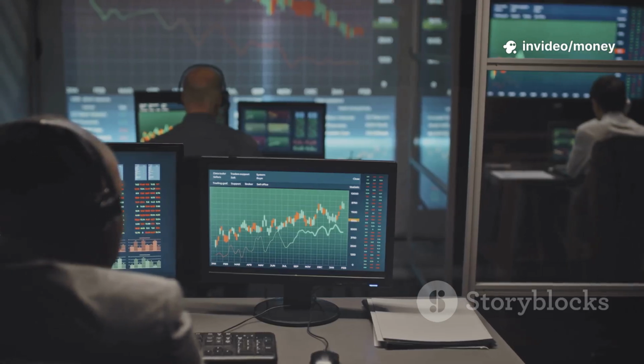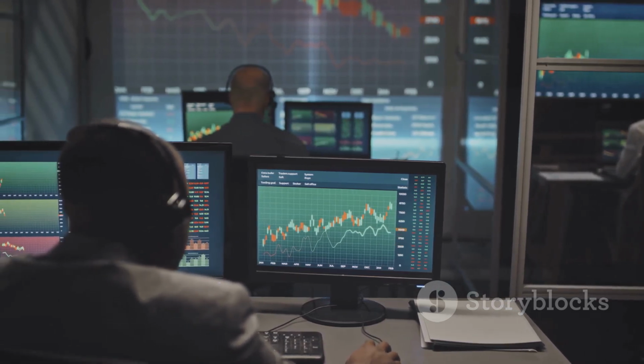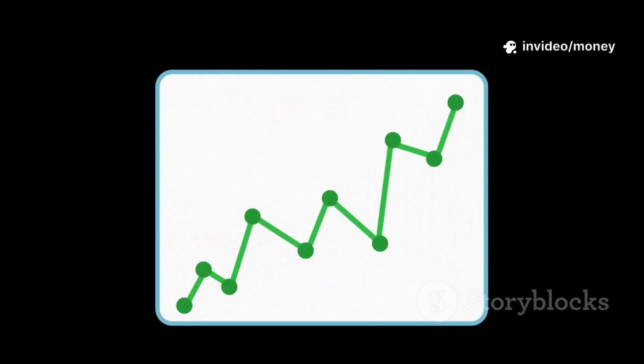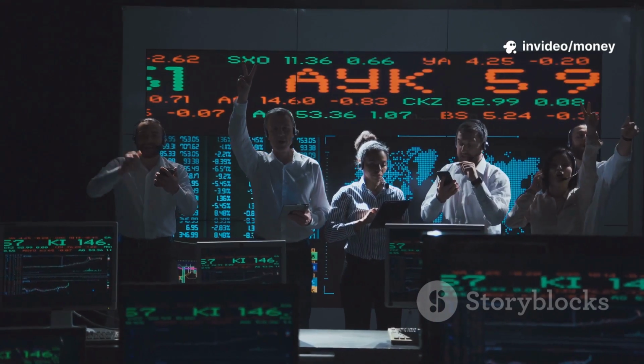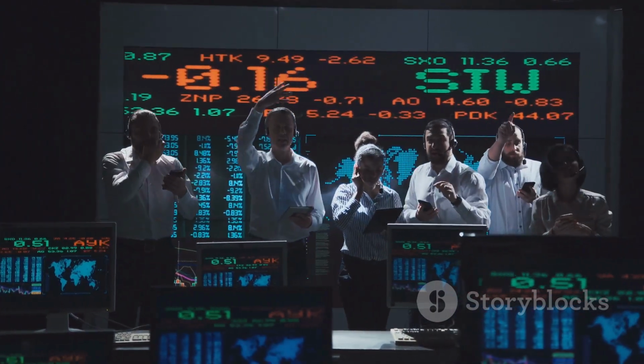It forms after a downtrend and consists of three troughs, a left shoulder, a lower trough for the head, and then a higher trough for the right shoulder. The neckline is drawn by connecting the high points of the two rallies within the pattern. A breakout above this neckline signals that the downtrend is likely over and a new uptrend is beginning.